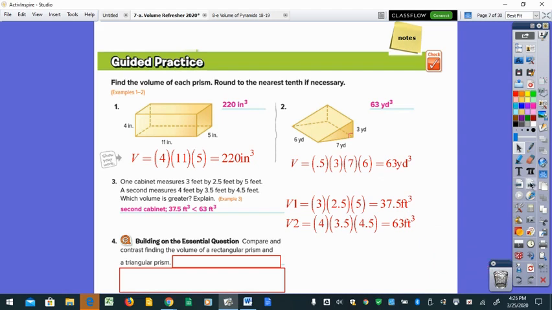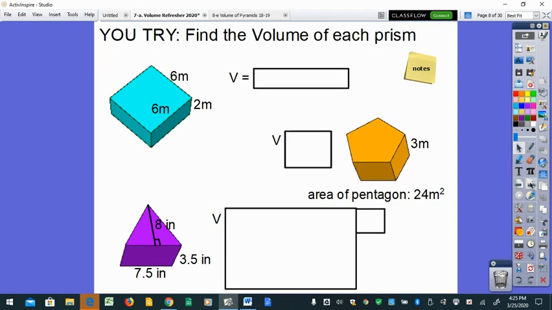So what I'm going to have you do now is try 3 on your own. Pause the video and see if you can find the volume of this rectangular prism, this triangular prism, and this pentagonal prism, and you've got to pay attention to what's down here for this one. Once you're done, unpause the video. Let's see how you did.